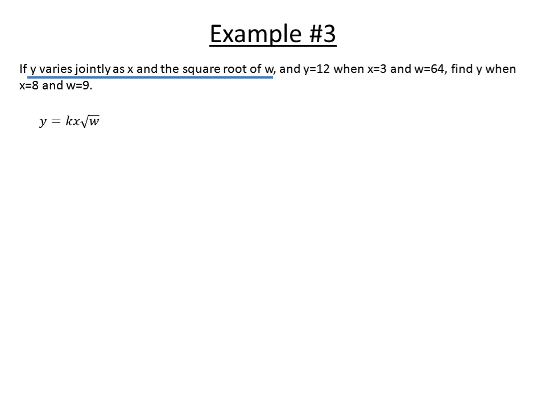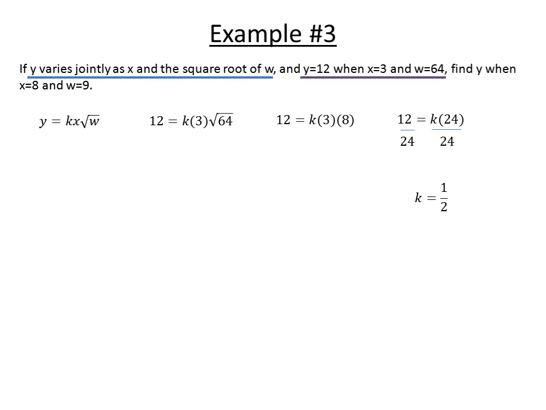The second part of that sentence gives us some values we can plug in to solve for the k. It says y equals 12 when x equals 3 and w equals 64. So we're going to go back to that basic equation and plug those values in. We get 12 equals k times 3 times square root 64. Well, the square root of 64 is 8, so we get 12 equals k times 3 times 8. 3 times 8 is 24. So we have 12 equals k times 24, and we can solve this equation for k if we divide both sides by 24 and simplify. We get k equals 1/2.